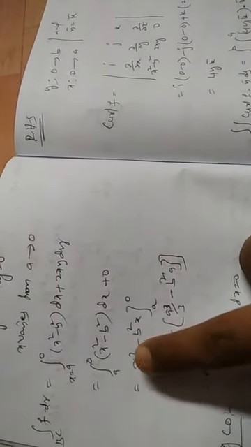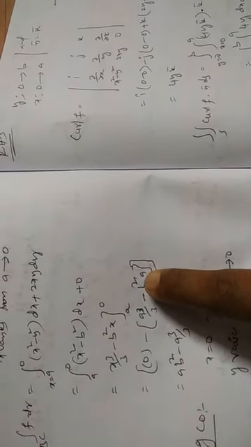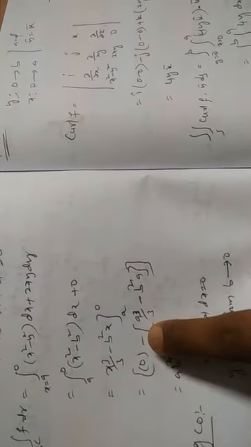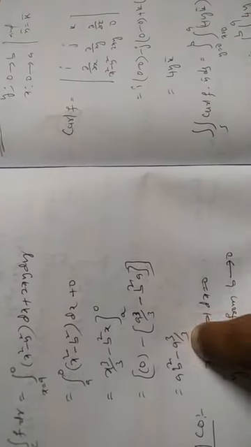Integration of x² is x³/3, minus b² integrated with respect to x gives b²x. Now the limits are a to 0. Apply the upper limit first: 0 cubed is 0, b² times 0 is 0. Upper limit is 0 minus the lower limit, a³/3 minus b²a. Now multiply the minus into this minus, which is plus: ab² first, and minus into plus is minus a³/3.